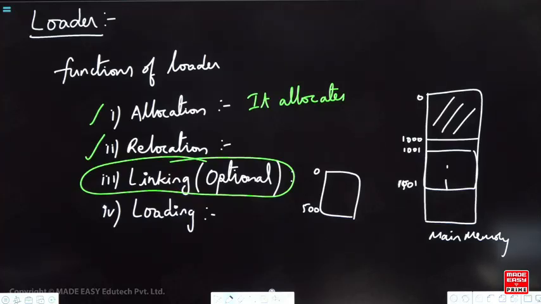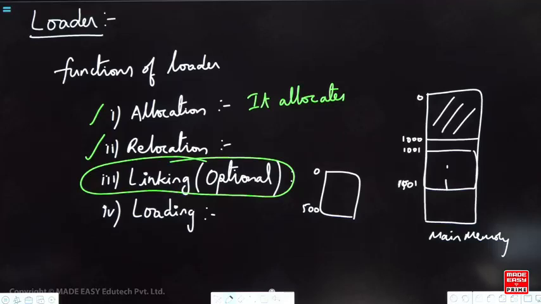Relocation modifies the object program so that it can be loaded at an address different from the location originally specified. It is constant, not constraints.